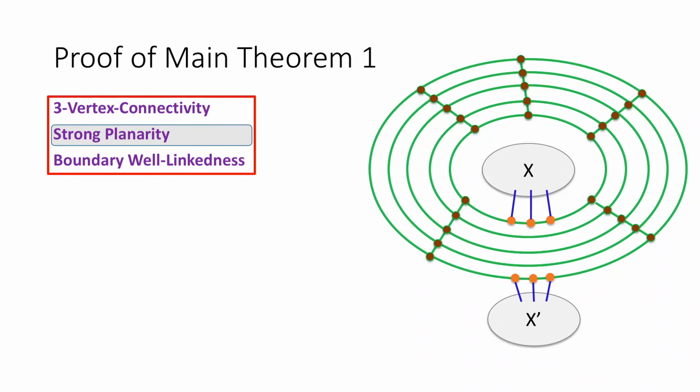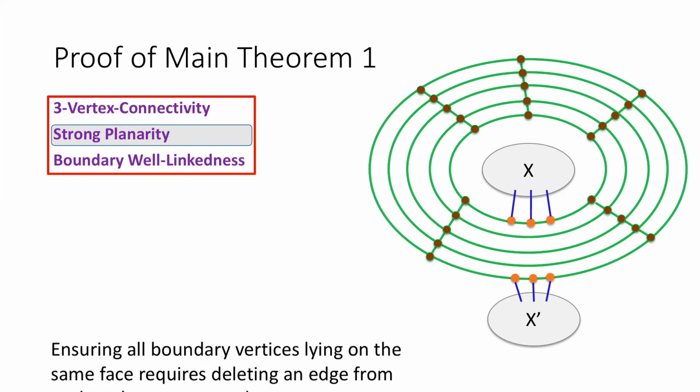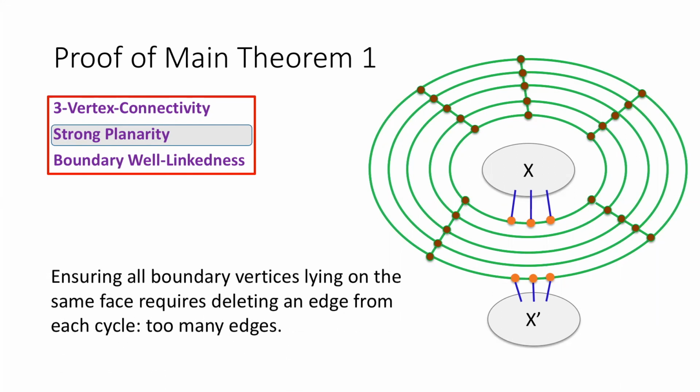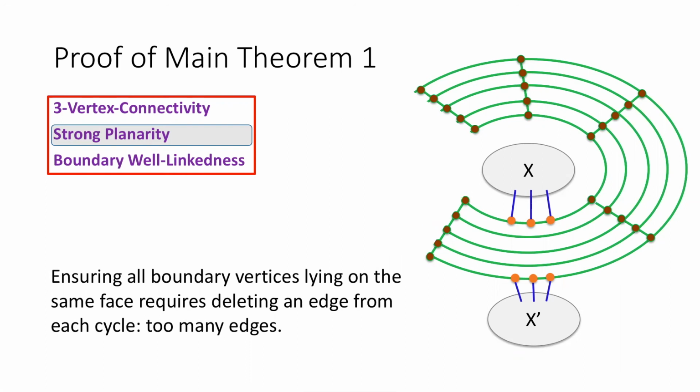The orange vertices are boundary vertices of the green cluster, but currently they do not lie on a single face. So how can we make them lie on a single face? The only way is to break this circular grid by deleting one edge per cycle like this. So the outer and inner face are merged into one face, and therefore the boundary vertices lie on the same face. But the problem with this is that the circular grid may contain many cycles. So we may end up deleting too many edges to ensure this property, which we cannot afford.